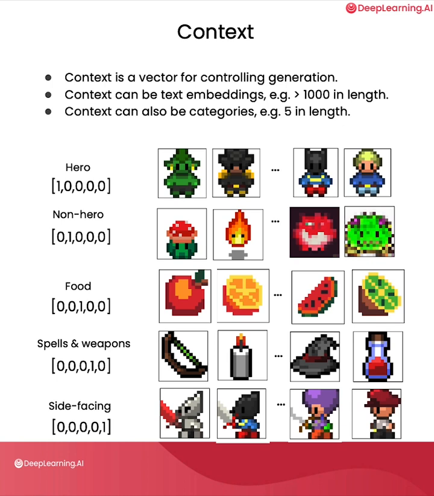But context doesn't have to be that long. Context can also be different categories that are 5 in length, 5 different dimensions, such as having a hero or being a non-hero, like these objects of a fireball and a mushroom. It could be food items, apple, orange, watermelon. It could be spells and weapons like this bow and arrow or this candle. And finally, it could be whether these sprites are side-facing or not. So now let's take a look at adding context to your model in the next lab.